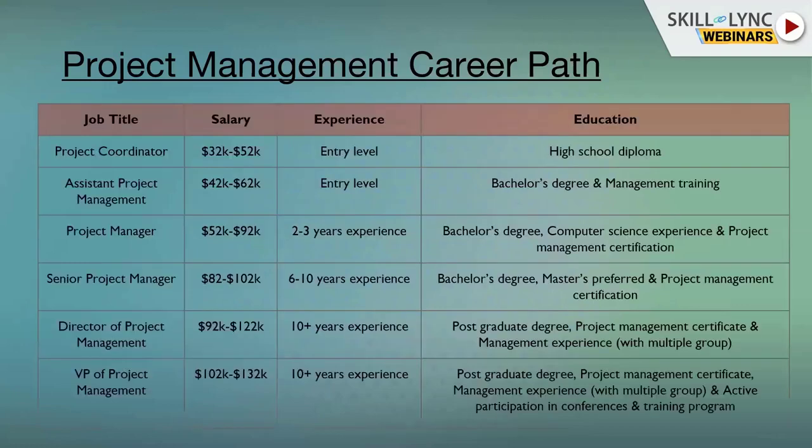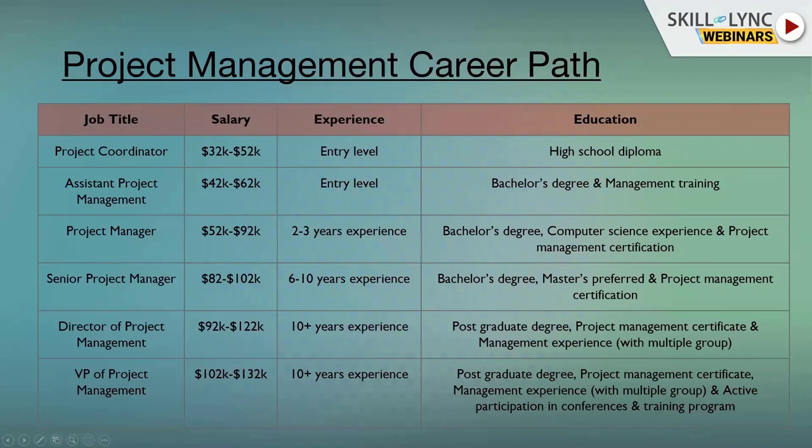For example, you might have seen a project coordinator. This is a basic requirement. This is a job title for a project coordinator with a salary of $32K to $52K. The experience is entry level, and education can be a high school diploma. So a person with a high school diploma can also become a project coordinator, right? Similarly, for assistant project management, a person should have a bachelor's degree in management training, and experience can be entry level.